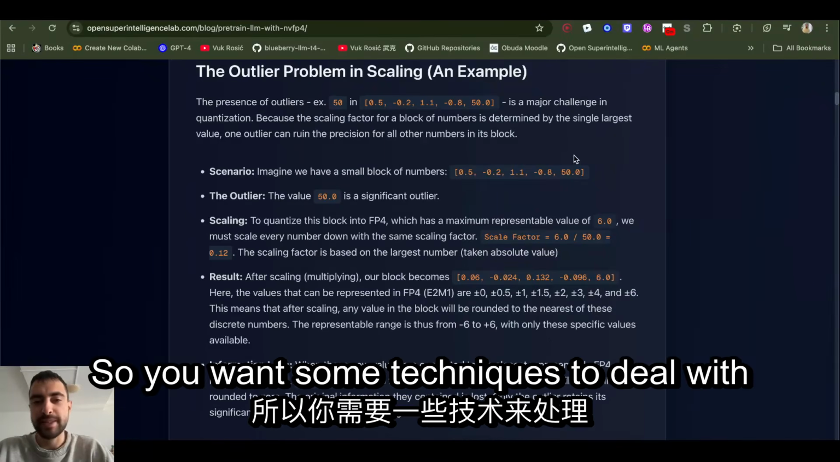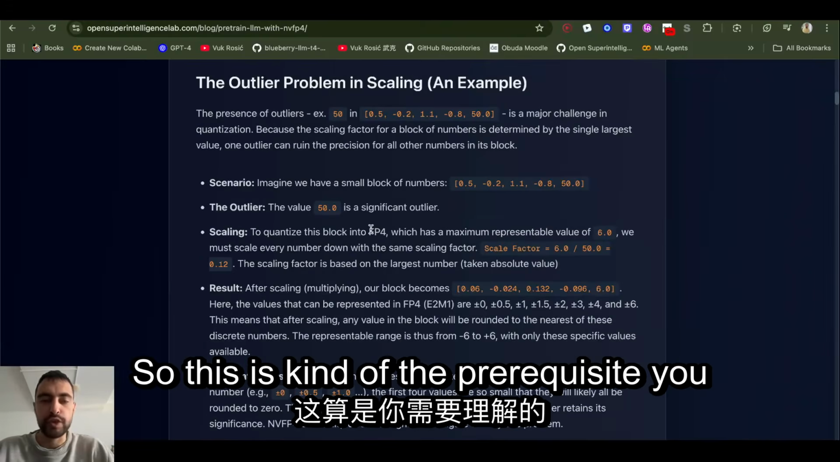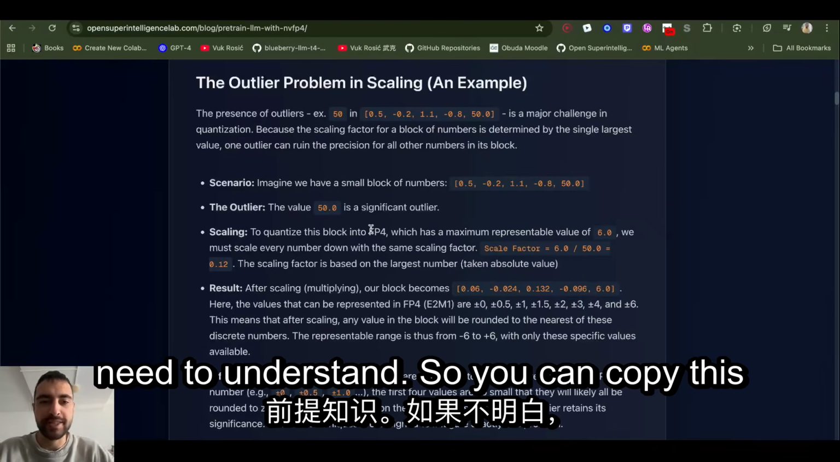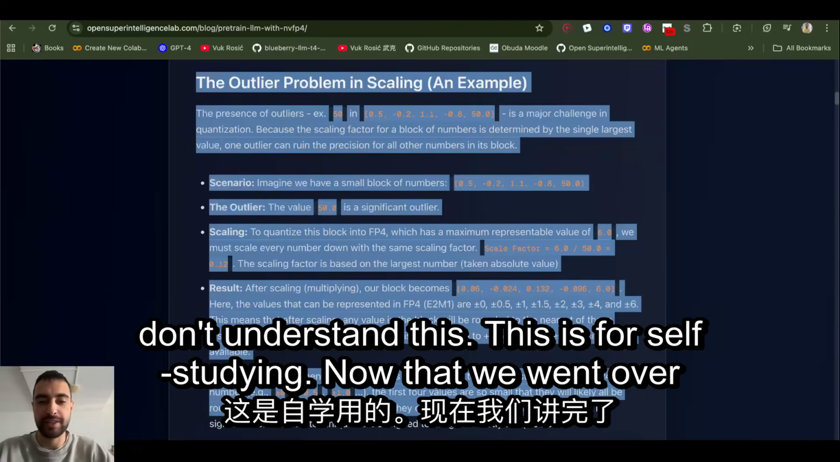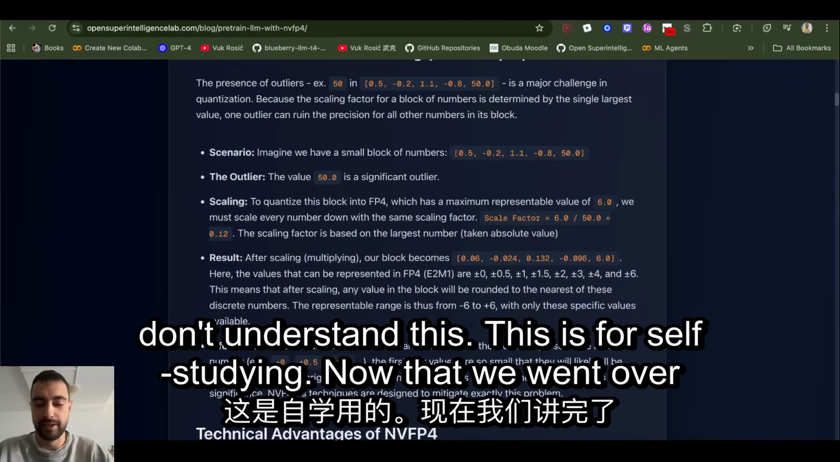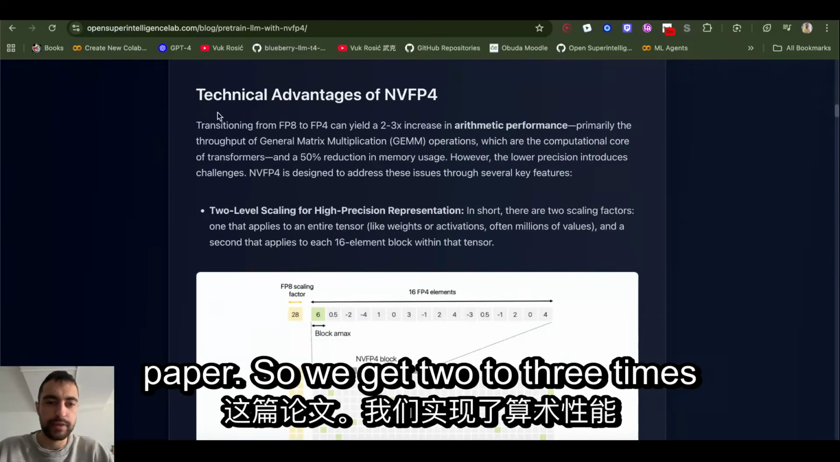So you want some techniques to deal with these outliers. This is the prerequisite you need to understand. You can copy this, ask ChatGPT, or watch YouTube videos if you don't understand this. This is for self-studying. Now that we went over these prerequisites, let's see the paper.